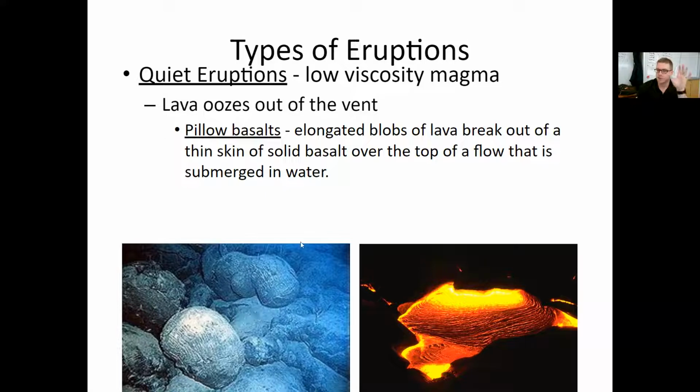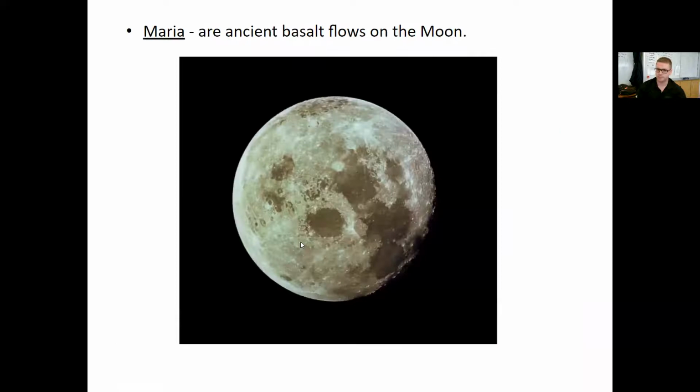Quiet eruptions, low viscosity magma. We're talking about basaltic magma. We have evidence of these types of basalt flows on the moon. In our maria right here, the dark sections on the moon, those are our basalt regions. Evidence of ancient seas on the moon. That tells me if there's basalt flows there, there was probably some sort of convection or tectonic activity occurring on the moon sometime in the past.